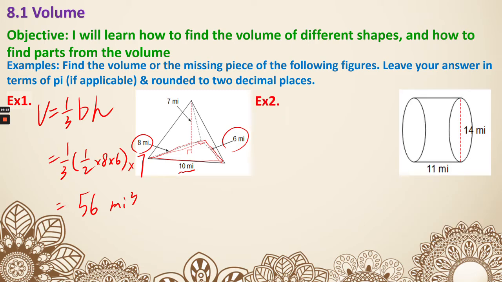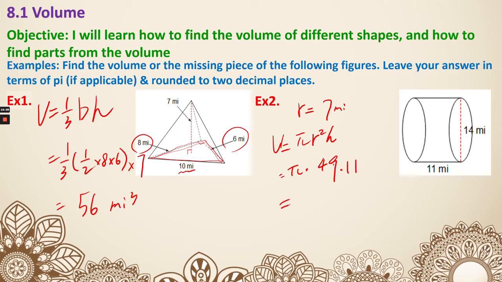Next, example 2. This time the radius is not given, diameter is given. We need to identify the radius first, which is 7 mile. And the volume, since it's a cylinder, would be pi r squared h. Pi times 7 squared is 49, and then times 11.